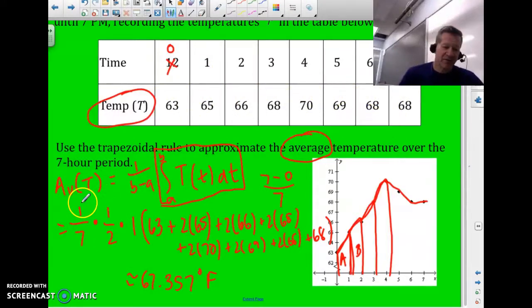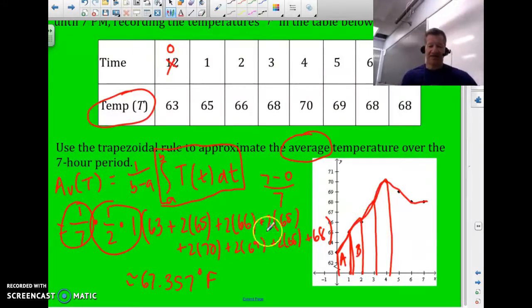A lot of times people will forget the 1 over b minus a, or they'll forget all this coefficient altogether and they'll just be doing the bases and they'll get an answer that's in the hundreds somewhere. You look at that and wonder, how could the average temperature be 100 something when all my answers are in the 60s? So get your answer and think about it and make some sense out of it.